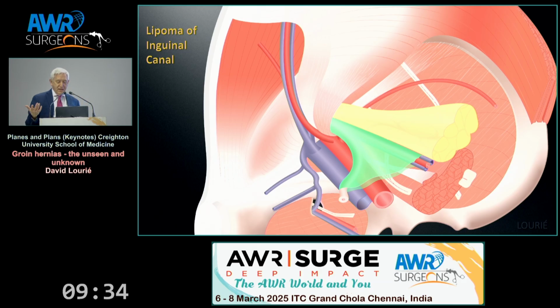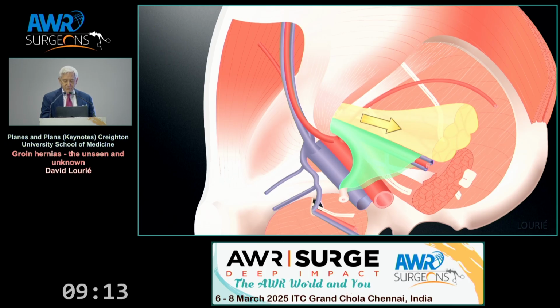Other things herniate through the middle of the transversalis sling, including herniated preperitoneal fat. We would mistakenly call those lipomas of the inguinal canal. We want to reduce those. But if you also have an indirect inguinal hernia, that peritoneal sac is going to go through the middle of the sling. Okay? We're going to reduce that lipoma.